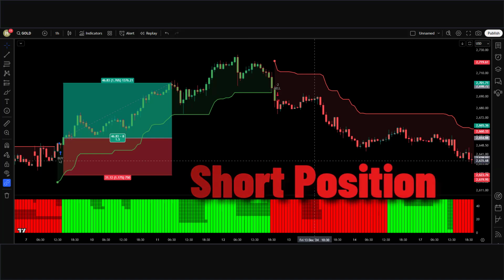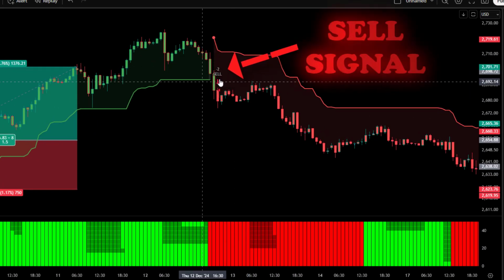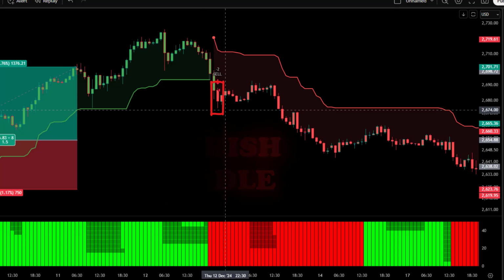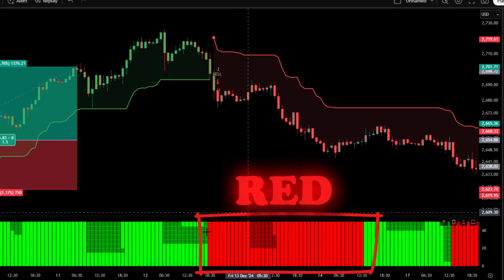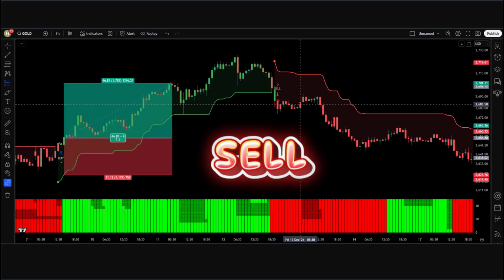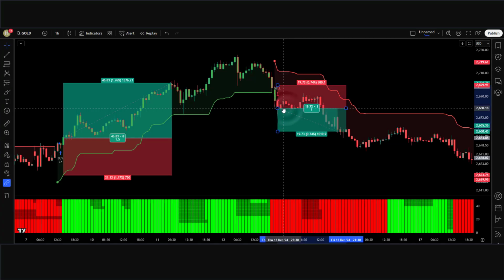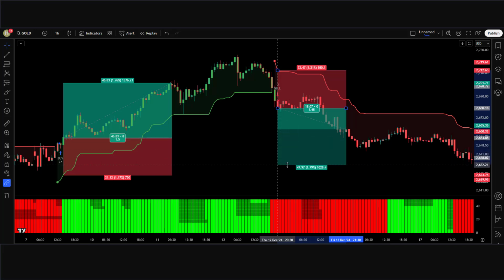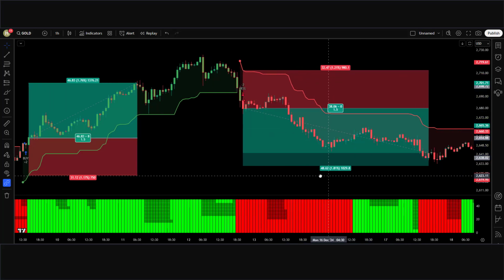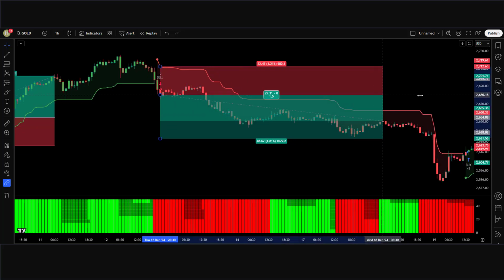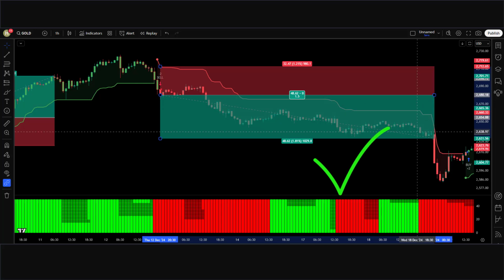Now let us understand short position. When the SuperTrend Strategy indicator gives us a sell signal, when the market has formed a bearish candle, and when the ribbon color of GMC Trend Ribbon indicator is red. If this condition is fulfilled, then we will place a sell order. Our stop loss will be placed at the SuperTrend Strategy indicator of downtrend level, and the risk to reward ratio will be 1:1.5. The market has completely hit the target.